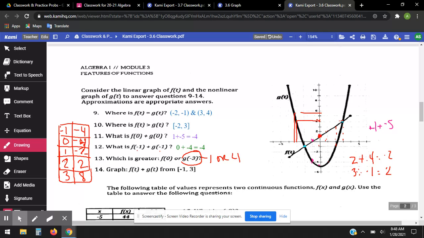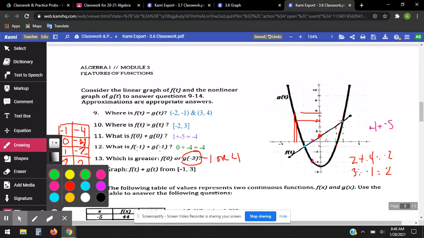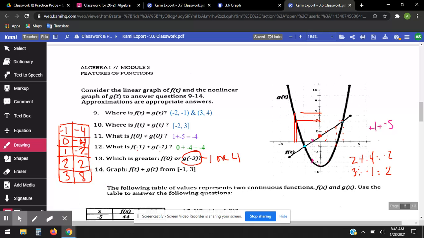All right, so to graph this, let me get a different color since I've used this one quite a bit. Let's do green. So to graph this, I need to have -1 at -4, 0 at -4, 1 at -2, 2 at 2, and 3 at 8. So my graph of this is going to be on the inside of this one, just a little bit skinnier than our g of t. All right, answered all the questions there.